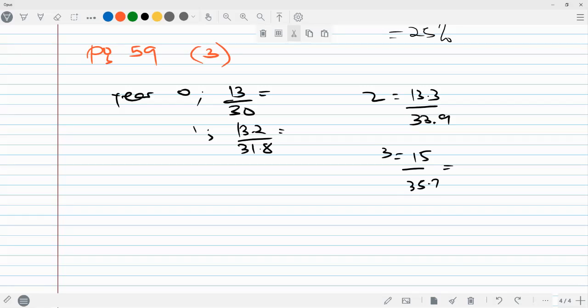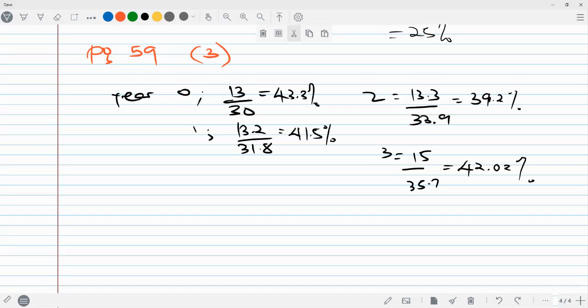Year 0 payout was 43.3%. Year 1, 41.5%. Year 2, 39.23, that's 39.2%. Year 3, 42.02%.